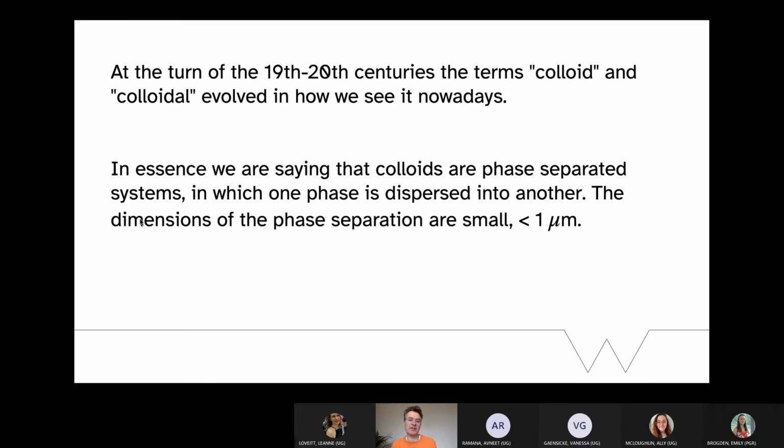But what's very important is that the dimensions of this phase separation are really small. Typically we're talking about things that are smaller than a micrometer. If you don't exactly know how small that is, you take a 5p coin, you put it on its side, and you slice it into 1700 slices. And one of those slices would then have a thickness of 1 micrometer.